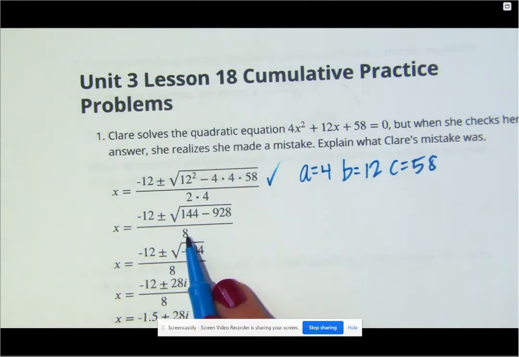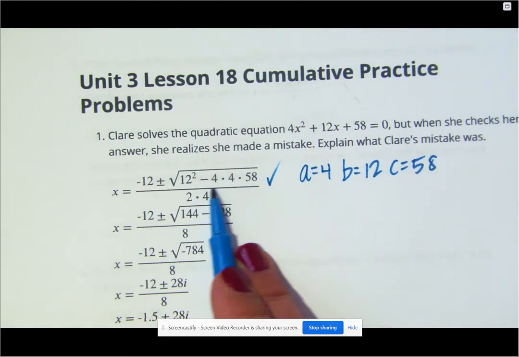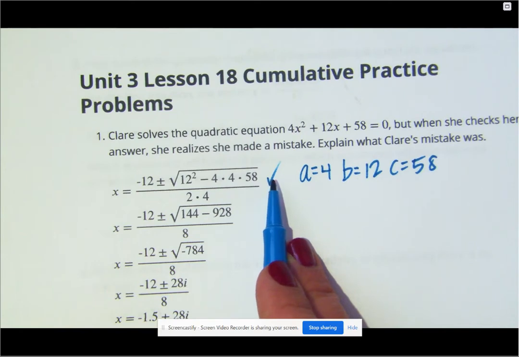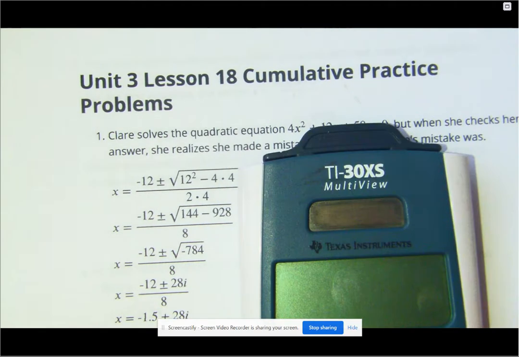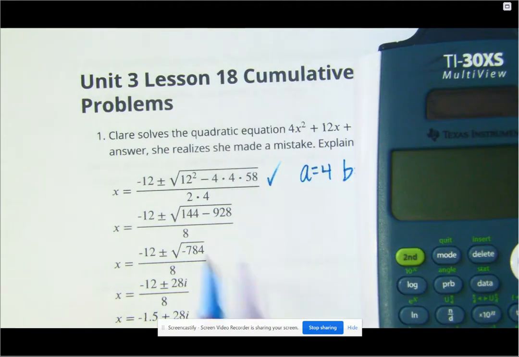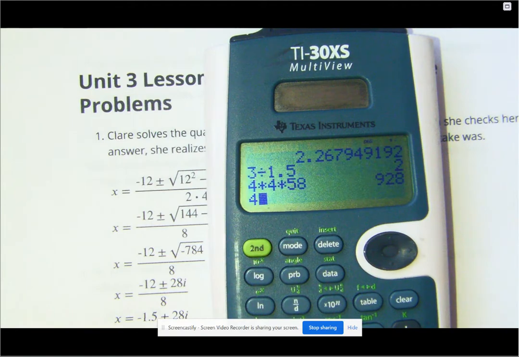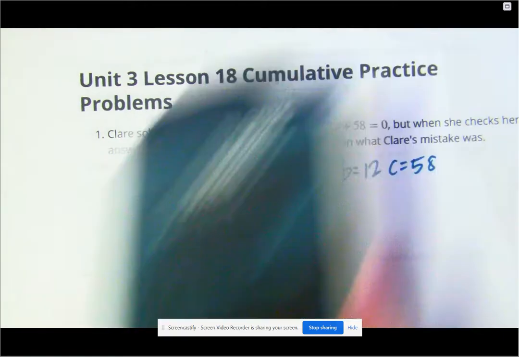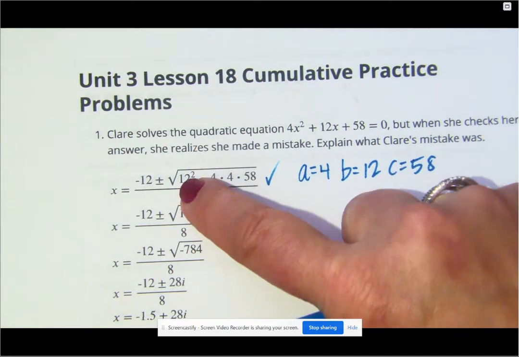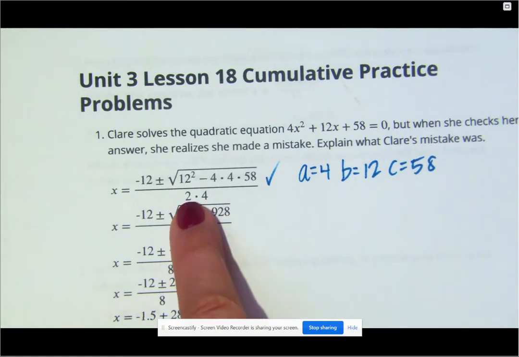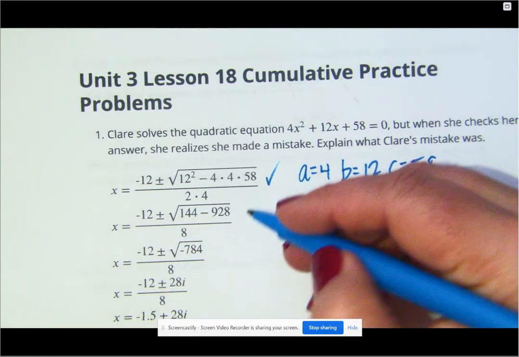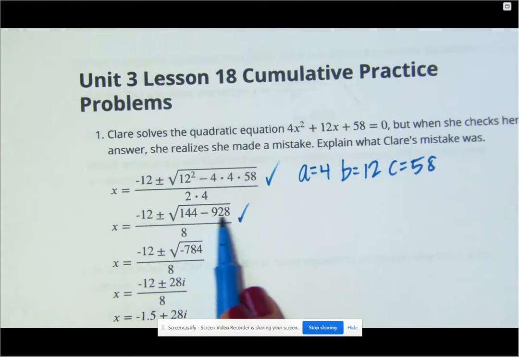Then it looks like she multiplies these three things, right? And you would want to multiply those before you subtract because we have to follow order of operations. So let's see if that's right. So 4 times 4 times 58, let's make sure that's right. 4 times 4 times 58 is in fact 928. So 12 squared is 144 minus 928, and then she multiplied the 2 times 4. Everything's looking good. Then she goes ahead and subtracts that.